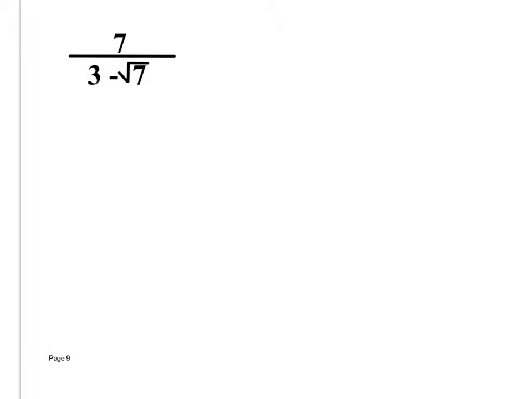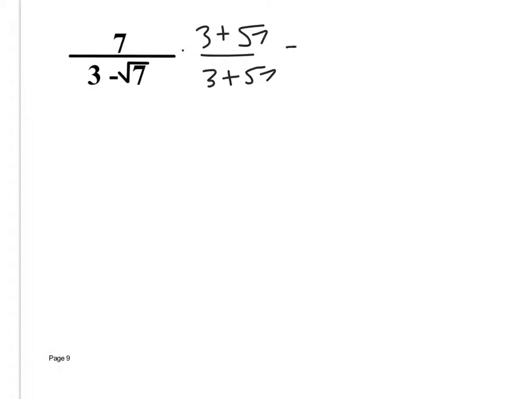Alright, so since we have a radical sign on the bottom, we have to get rid of it. We have to rationalize it. Right? And to do that, we're going to use the conjugate. So I'm going to times this whole thing by 3 plus the square root of 7, because that's the conjugate of 3 minus the square root of 7. All I'm doing is I'm changing the sign. Okay?